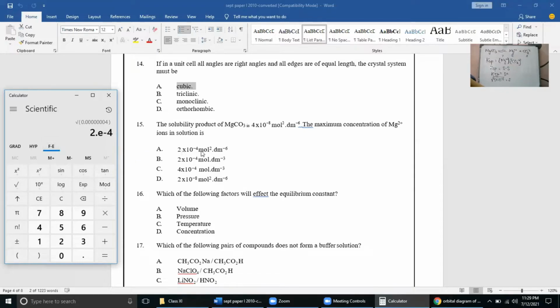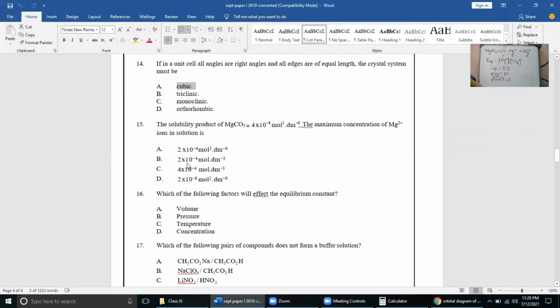which is written in option A and in option B also. So you need to choose according to the unit. Unit for this will be what? This is the concentration, and concentration unit is always mole per decimeter cube. So correct answer is 2 exponent minus 4 mole per decimeter cube.